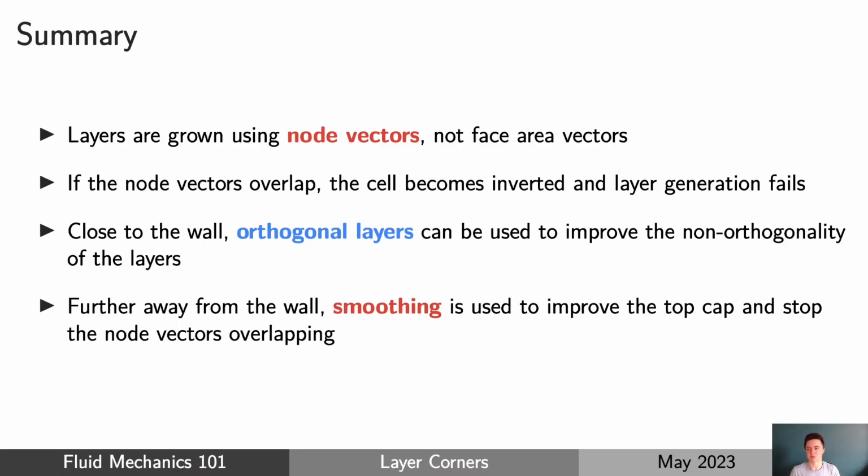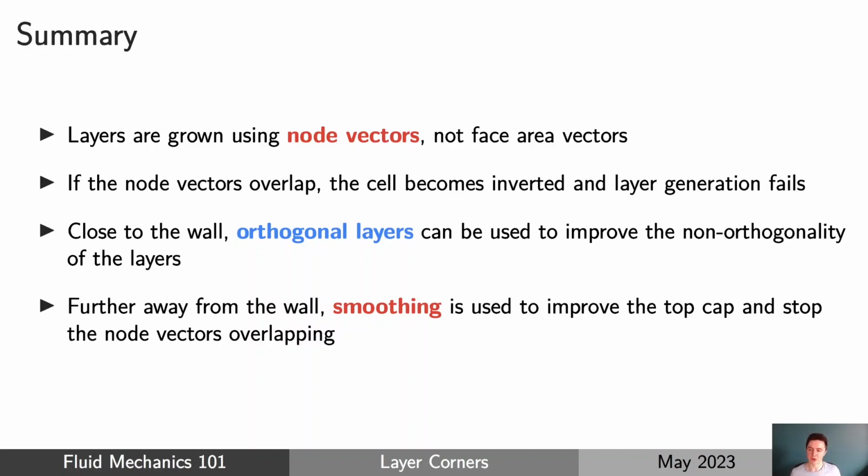So, quick summary to wrap up the talk. The layers are grown using the node vectors and not the face area vectors. And the reason for that is we want to be able to avoid gaps and overlaps in the layers that occur when we have a concave or a convex surface. And the key with the node vectors is that if they overlap, that will generate an inverted or a left-handed cell and the layer generation will fail. And so that means the mesh generator has to use different approaches to avoid the node vectors overlapping.